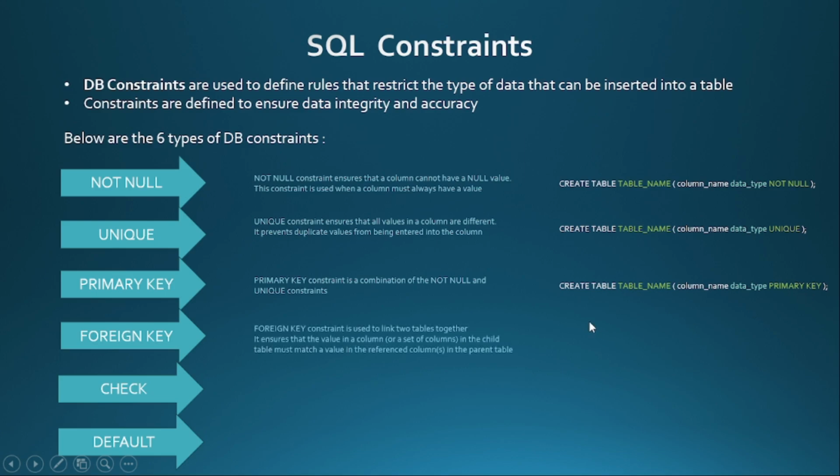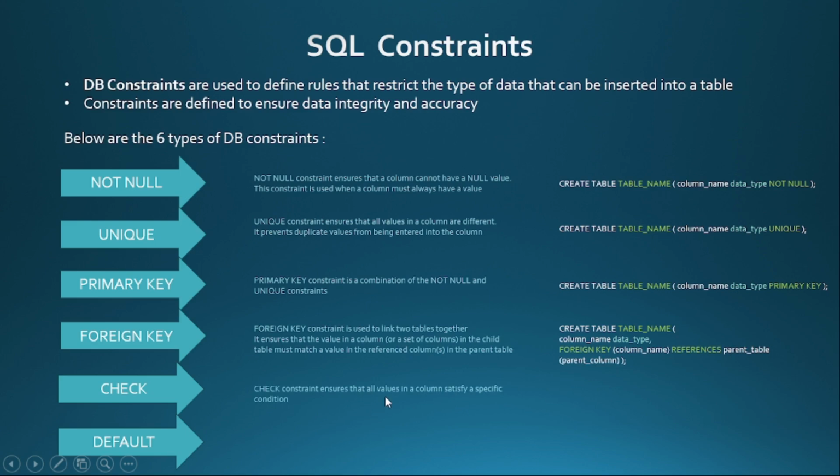Now the foreign key constraint. It is a referential integrity constraint which can be linked with the parent and child table relationship. The syntax for this is create table, table name, column, data type, foreign key, column which references the parent table's parent column.